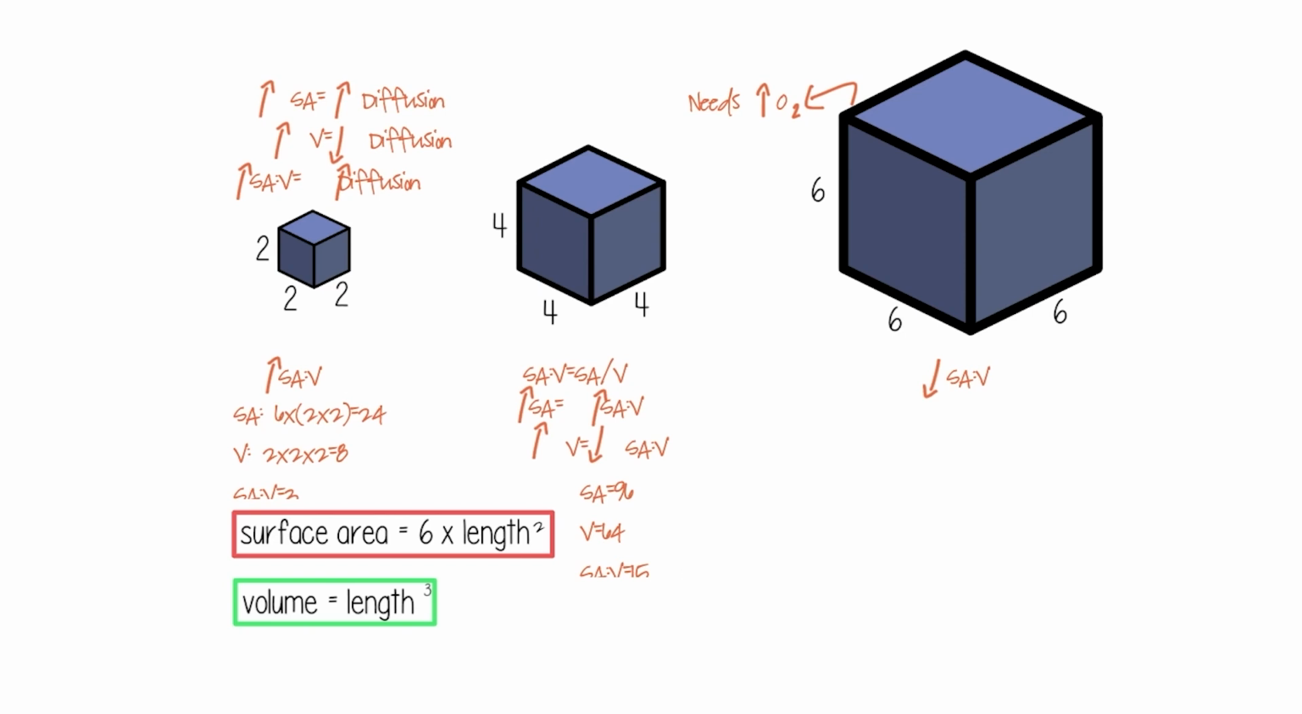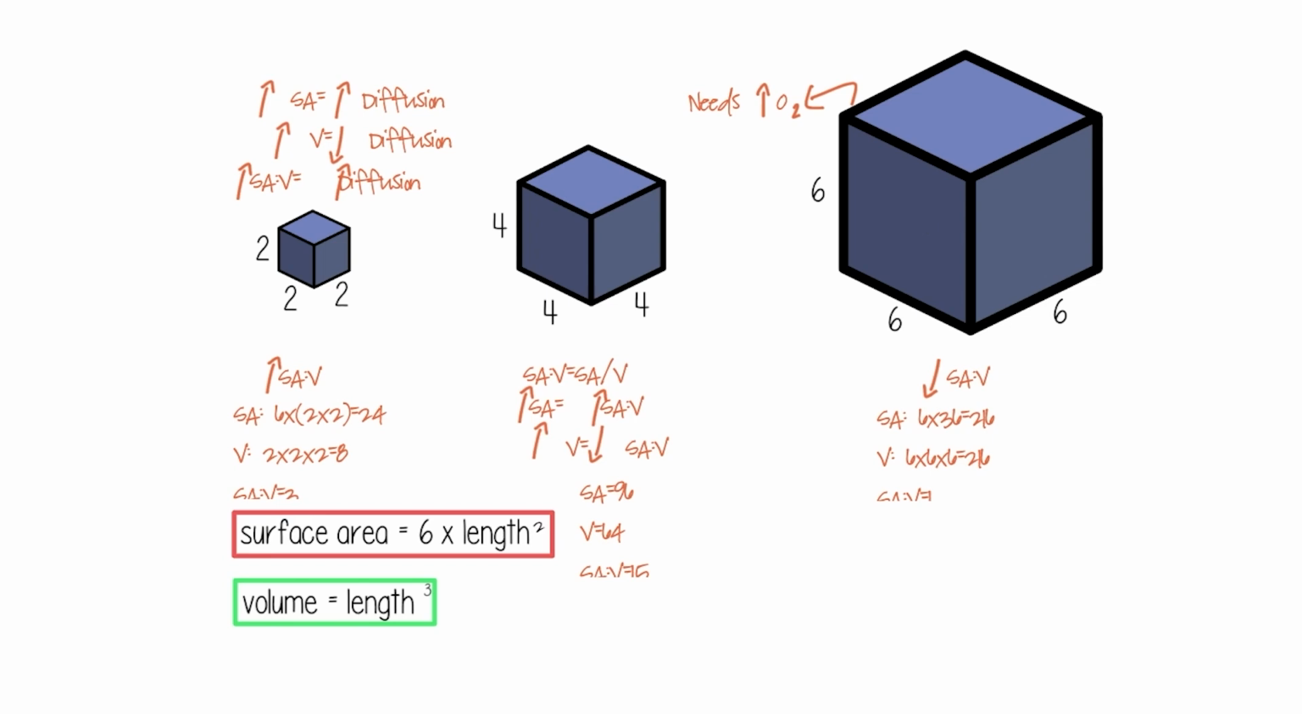Okay, now let's look at the biggest one. The surface area here would be 6 times 36, which gives us 216. And the volume is 6 cubed, which also gives us 216. So the surface area to volume ratio just becomes 1. So here we see that surface area to volume ratio is decreasing as the organism's size is increasing.